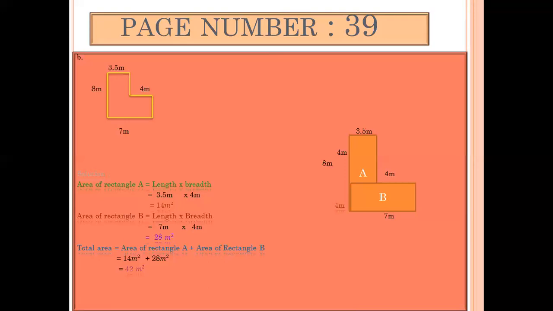Now it is the turn of rectangle B. In this rectangle, length is 7 meter and breadth is 4 meter. Again applying the formula of rectangle, area of rectangle B is equal to length multiplied by breadth. Length is 7 meter and breadth is 4 meter. 7 multiplied by 4 is 28 meter square.